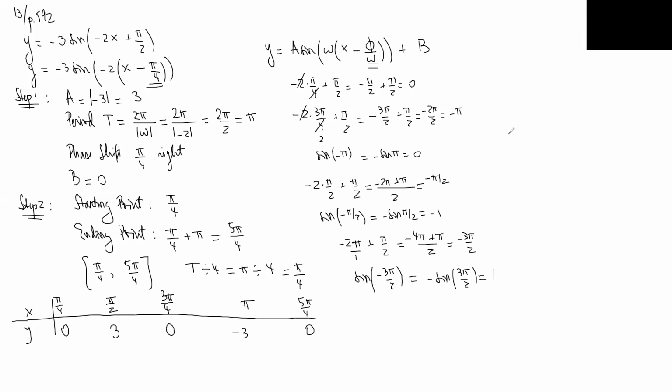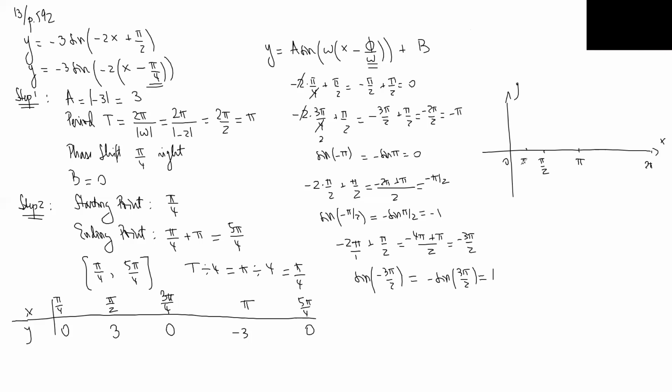So now we are going to graph. As I said, we'll do only one full cycle here. So our starting point is pi over 4. The ending point is 5 pi over 4. So I'm going to put here pi, and 2 pi. Let me move this x here. So the midpoint here is pi over 2.